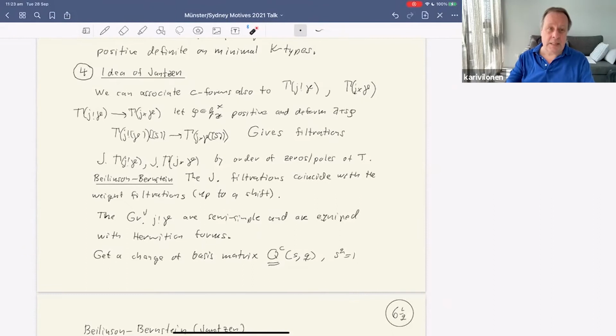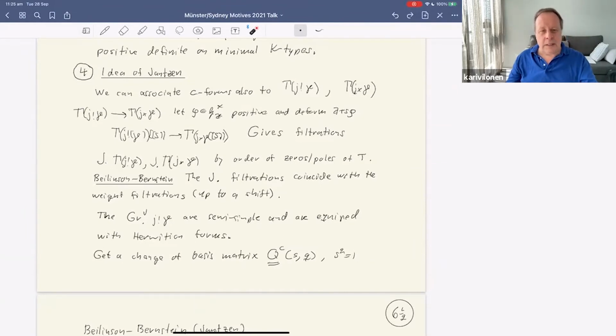Then what is the idea of Janssen? The idea of Janssen is that if I think in terms of these representations, then I try to deform. Again, I am at some lambda and try to deform the parameter. I can look at some formal disk, and I can look at this pairing in the family. Of course, these two groups are not necessarily isomorphic, so this pairing will have zeros. And now I can filter by order of zeros and poles, and I get what are called Janssen filtrations.